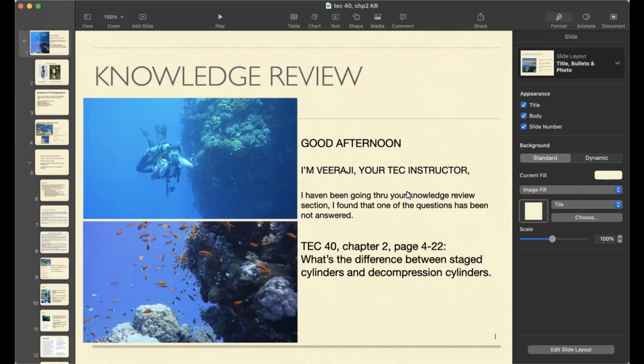I have been going through the knowledge review section and found one of the questions not being answered. This is from Tech 40, chapter 2. I have two presentations actually, Tech 50 and Tech 40, both. I'm presenting starting with Tech 40. What is the difference between a stage cylinder and a decompression cylinder?